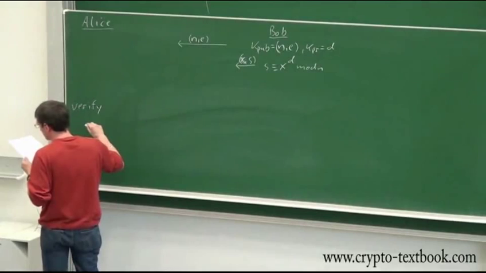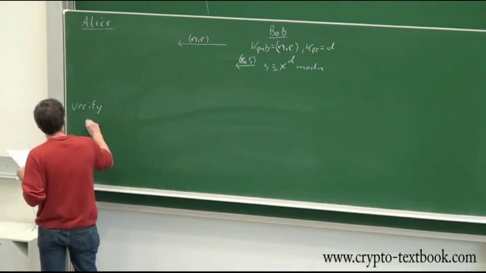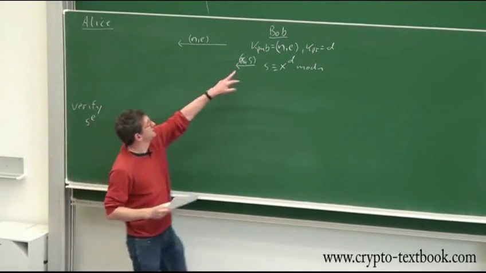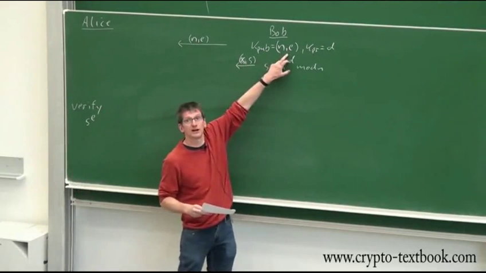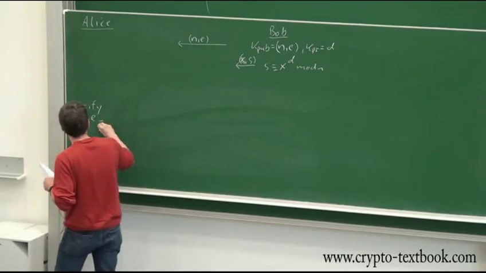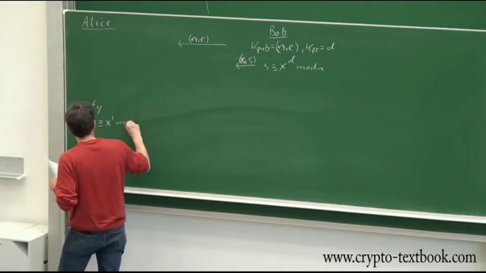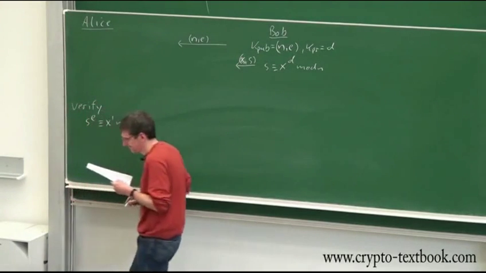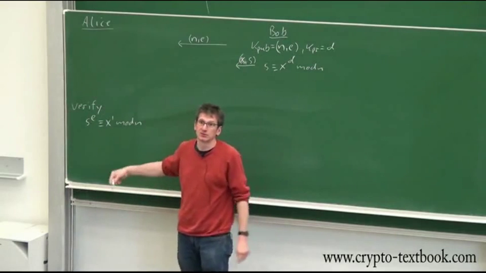So what does she do? She takes the signature, raises this to the public exponent, to the public key power, s to the e modulo n, which we call x prime.